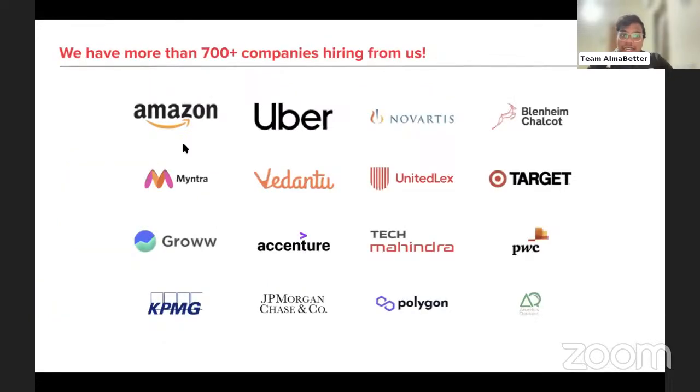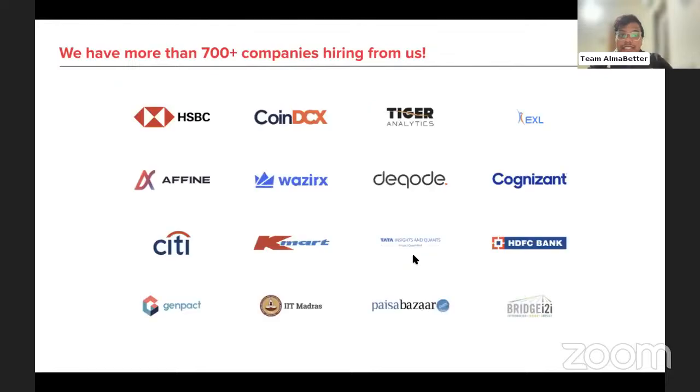These are the hiring partners like Amazon, Uber. You can also see Target, Accenture, all these top companies. And we also have startups like Vedantu and others. You can also see banking and financial companies like HSBC, HDFC. So these are all top companies which hire from our alumni, from our students.